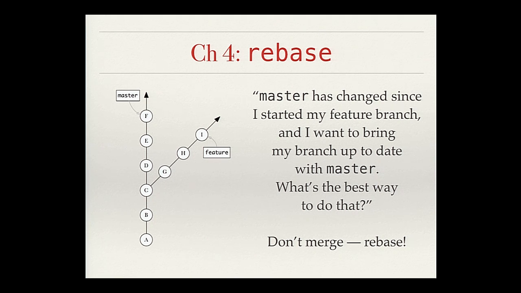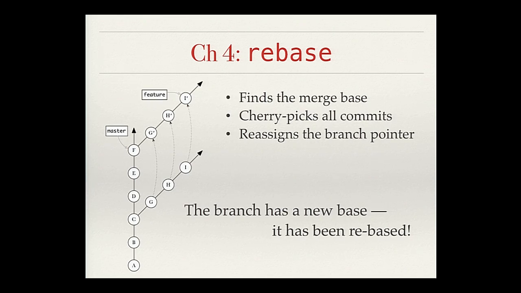So you can get around this whole situation by using rebase. What rebase actually does is it finds the merge base, which is basically the commit that you originally branched off of. In this case, it's commit C. And it cherry picks all of the commits since that point to where you want them to be, and it reassigns the branch pointer.